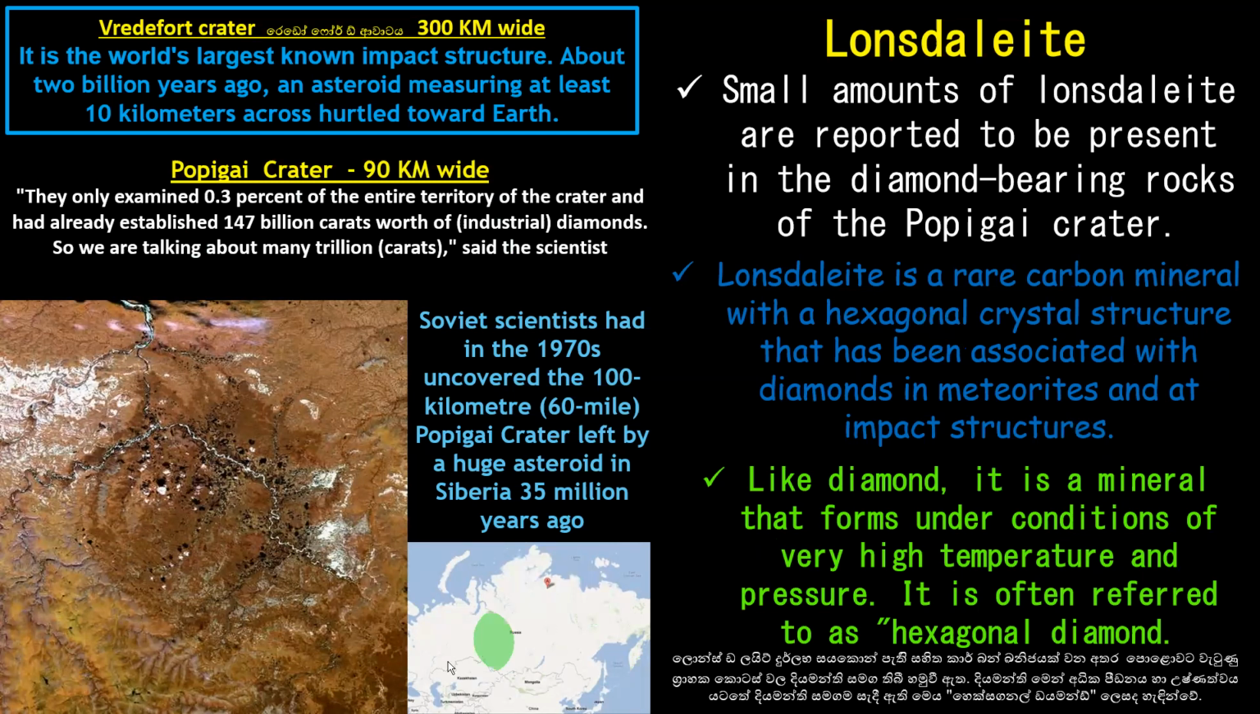So you can see on Facebook, I saw a lot of lonsdaleite, but some are synthetic, man-made. Like diamond, it is a mineral that forms under conditions of very high temperature and pressure. It is often referred to as hexagonal diamond. Another name for this is hexagonal diamond, lonsdaleite or hexagonal diamond. Both are the same.